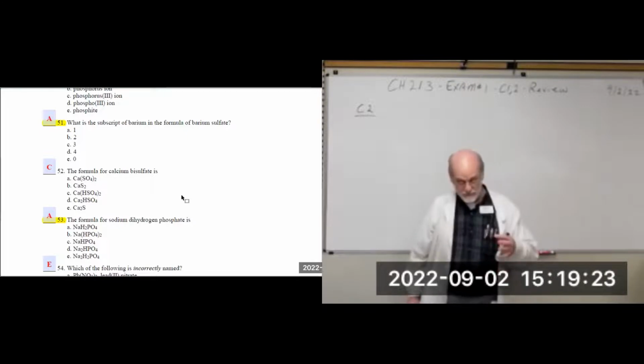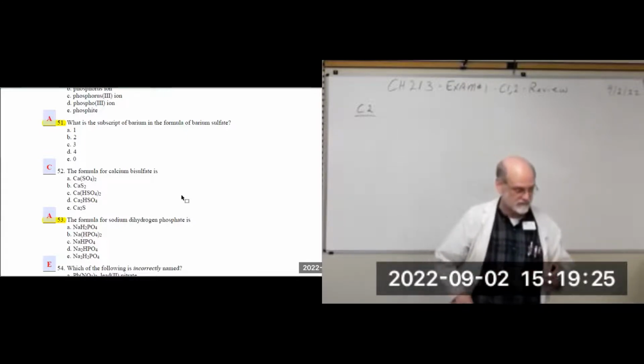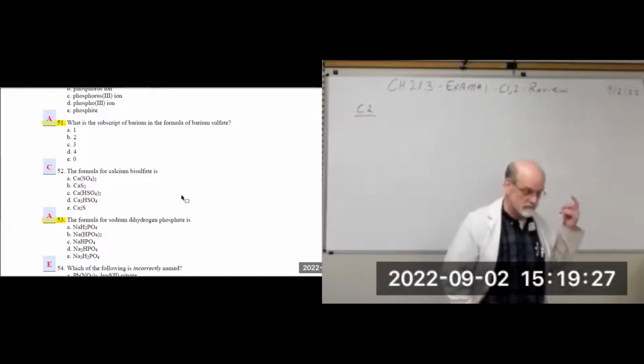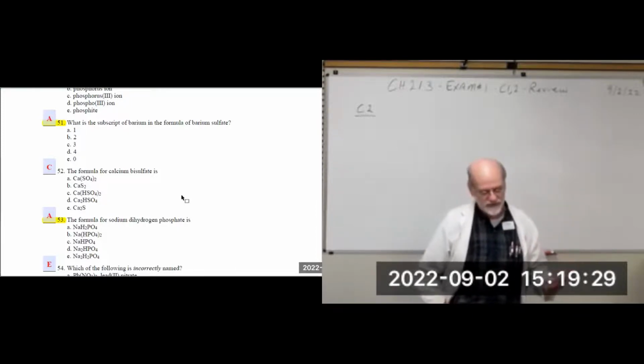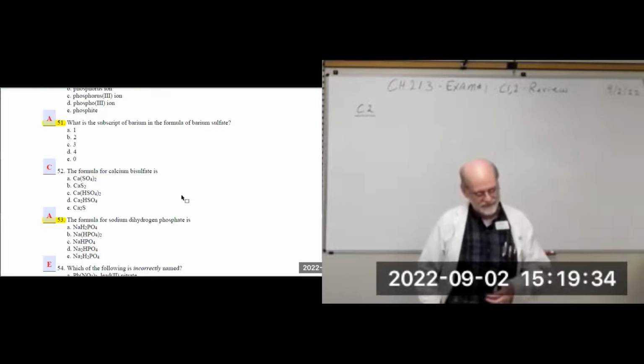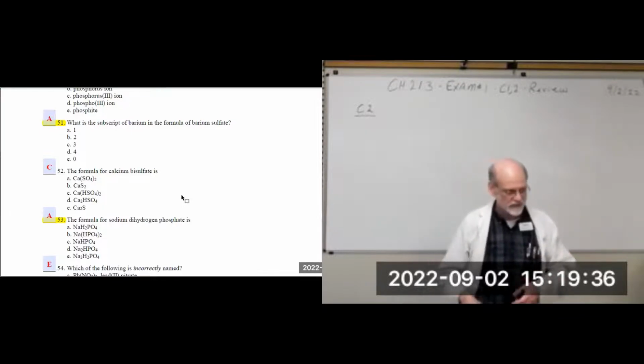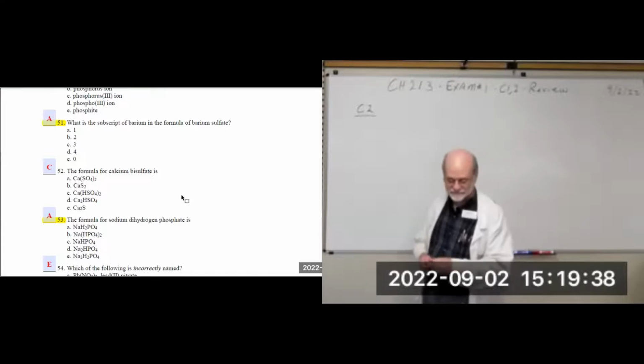Only you can have different combinations of sulfur and oxygen. You can have SO4 2-. You can have SO3 2-. SO4 is sulfate. SO3 2- is sulfite. So we have to change the ending a little bit to accommodate.